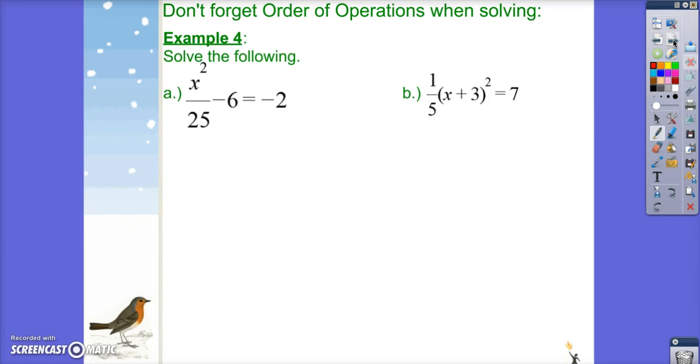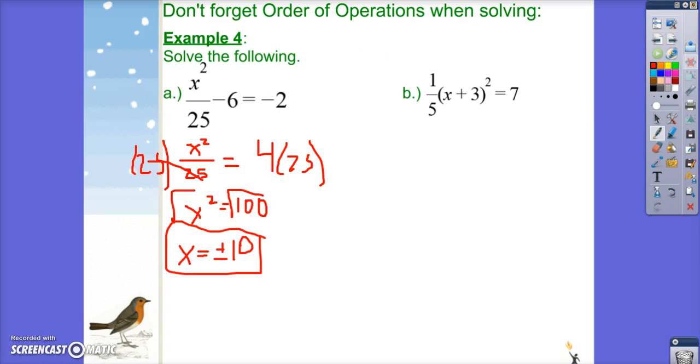So I'm going to pause again. I want you to try them yourself and then see what you get. I think the common mistake I see a lot of times is that we forget the plus minus. So let's look at the next one. X squared over 25 minus 6 equals negative 2. We want to add 6 to both sides. How we get rid of a fraction is we multiply both sides by 25 to get it to cancel out. X squared equals 100. Take the square root, x equals plus minus 10. Take a minute, try the next one.